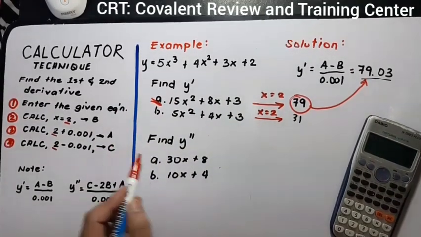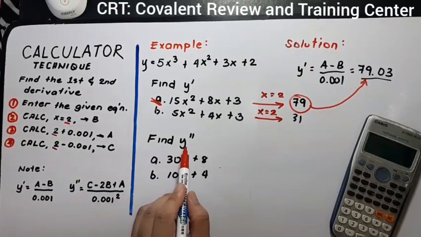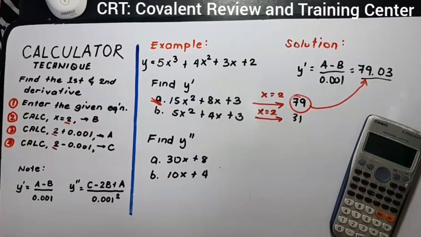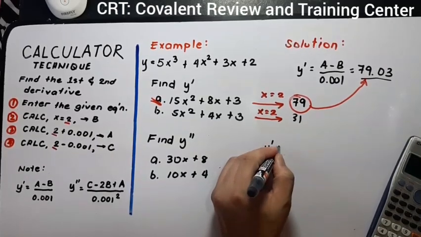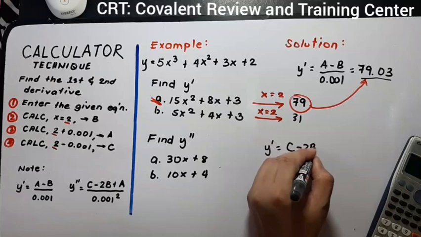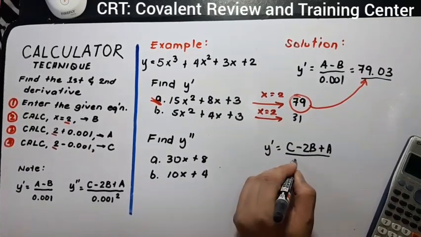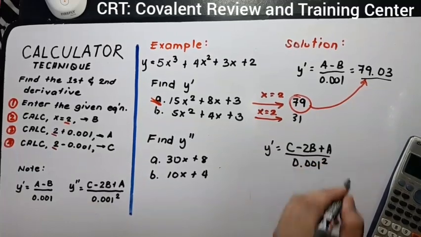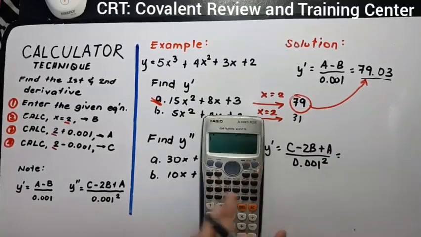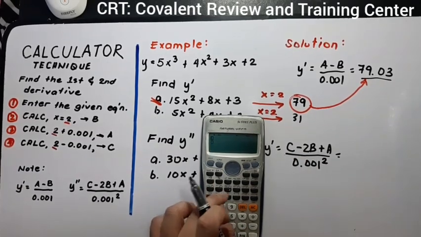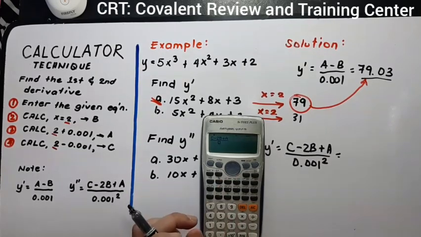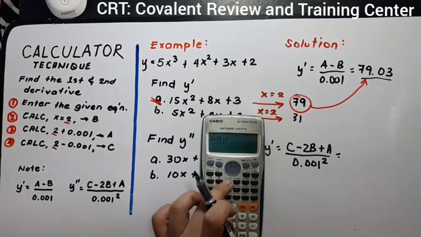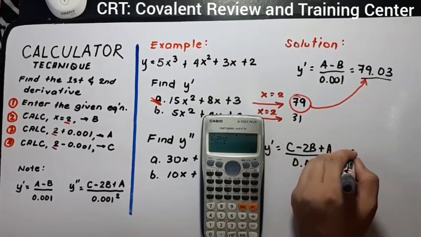Okay, so let us now try this problem. Find y double prime or second derivative. So to solve for the second derivative using our technique, this is C minus 2B plus A all over 0.001 squared. Okay, so let us perform this equation. C, that is from memory C, minus 2B plus A all over 0.001 squared. Then the result is 68.